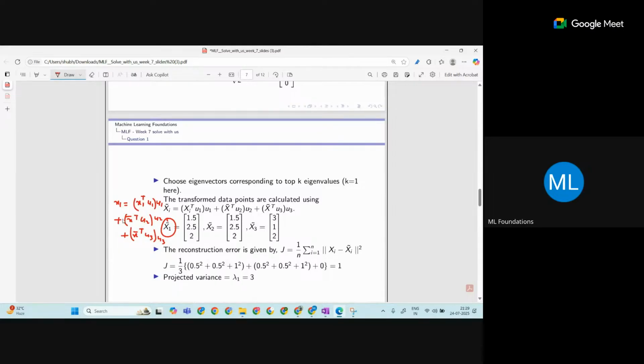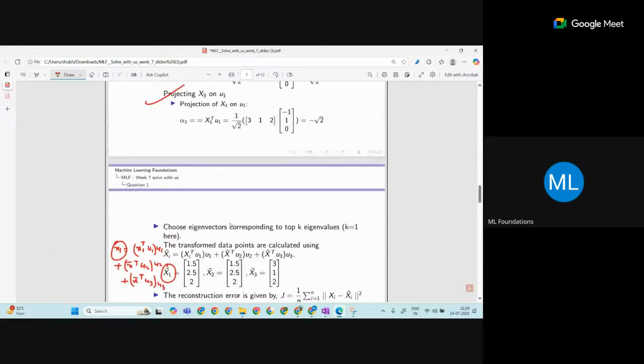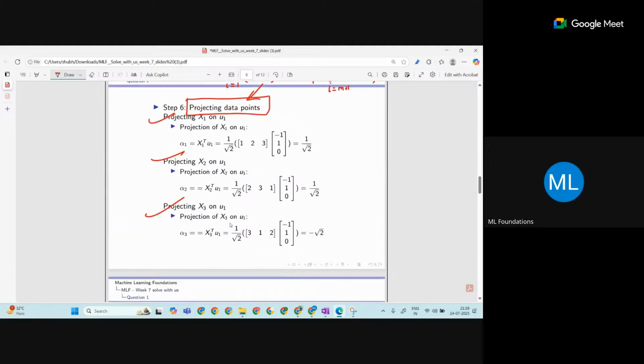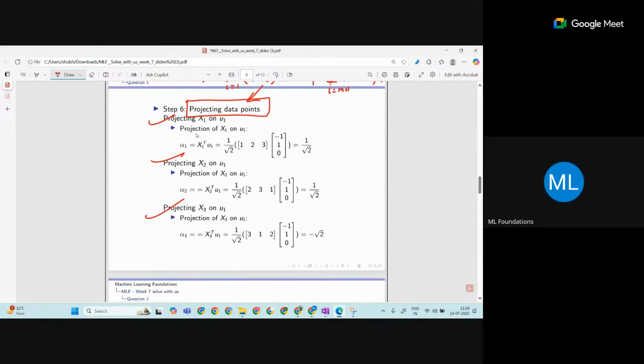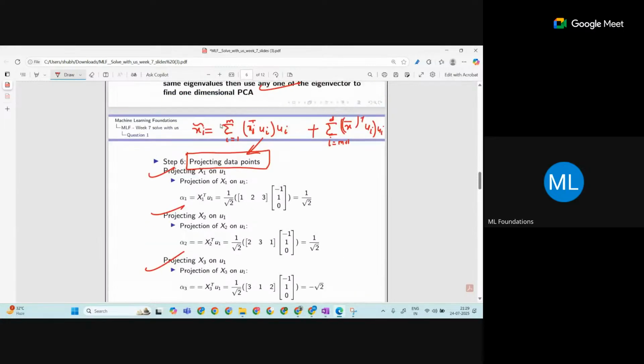So see, for x1 you did this. Similarly for x2 you will do, x3 you will do. So yes, 3 vectors are there, and separately you will do. So here everything is done. You can first find the projection. So this 6th step, this portion is done. This portion is not done here, only this portion is done.